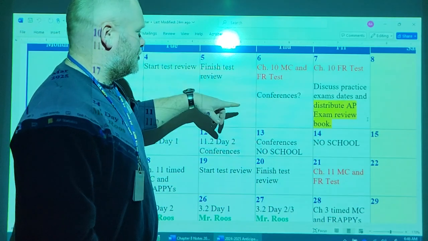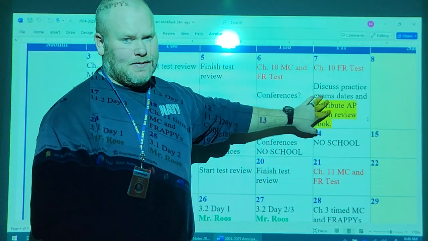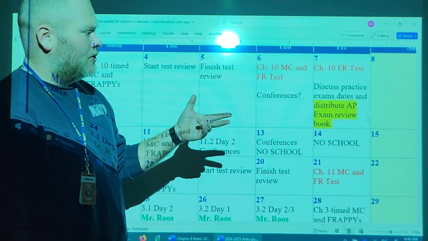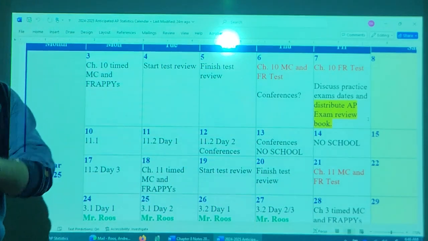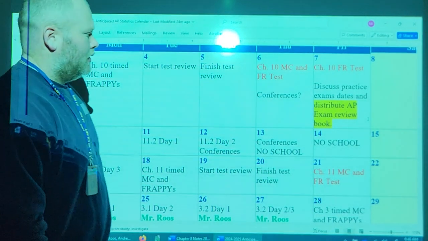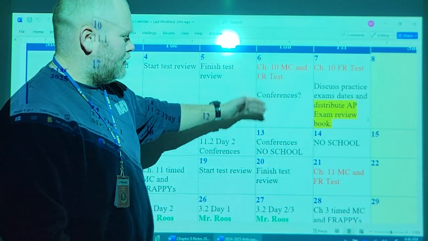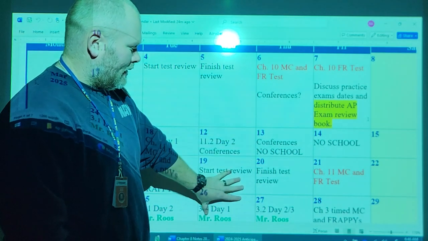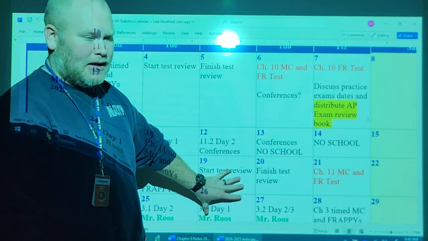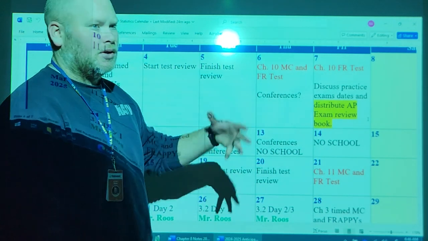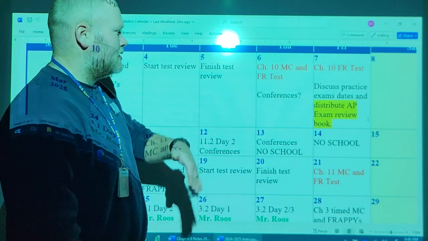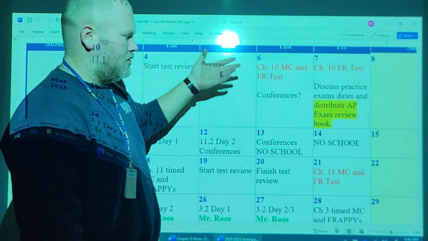Then right after chapter 10, around March 7th, that's when you'll start to get your AP exam review books that I've been putting together. So the idea then is that after chapter 10, these chapters come up a little bit less on the AP exam. So the homework load is much less than you've had this year so far.